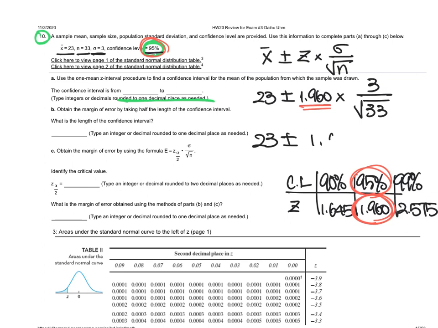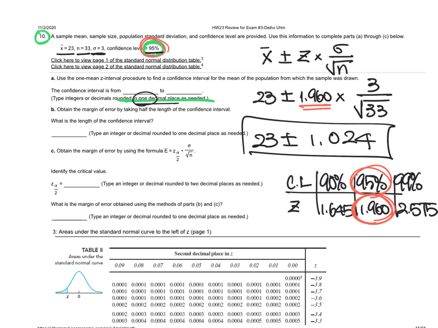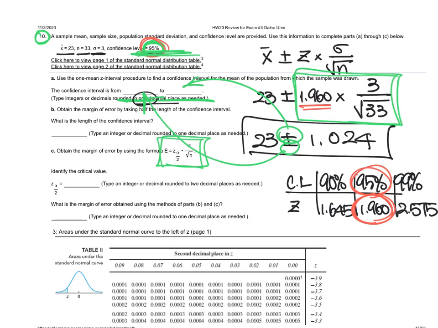I have 1.024. How many decimals? It's 1 decimal place. Okay, that is enough. So you can take the subtraction first and the addition second. That is the 95% confidence interval. Here is the margin of error, the second term. Yep, the second one, that is E, the margin of error. And it asks what is the critical value, which was 1.960, right? So you can answer the other parts.